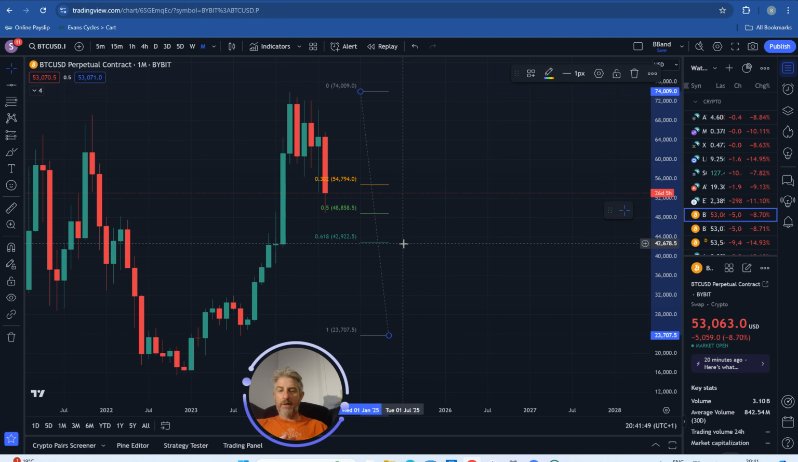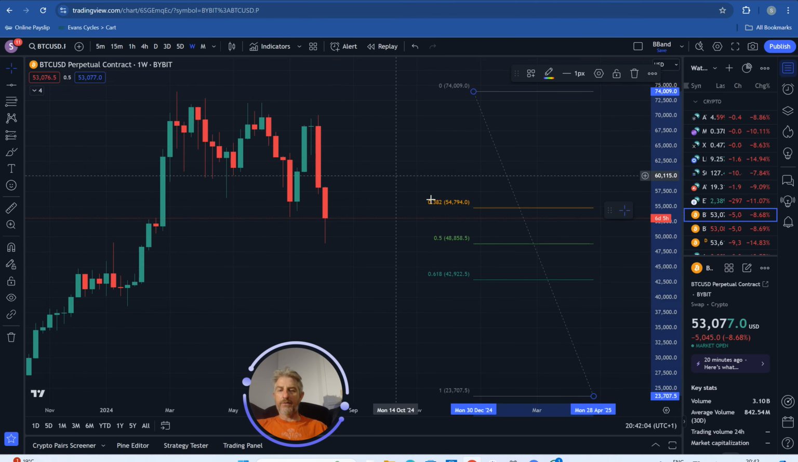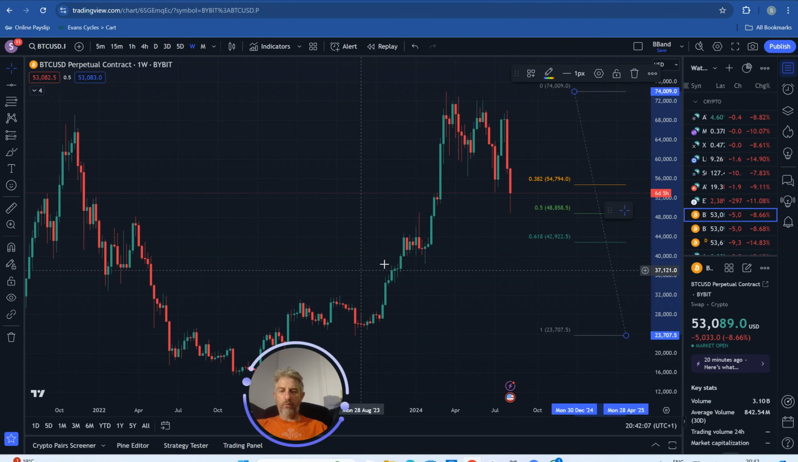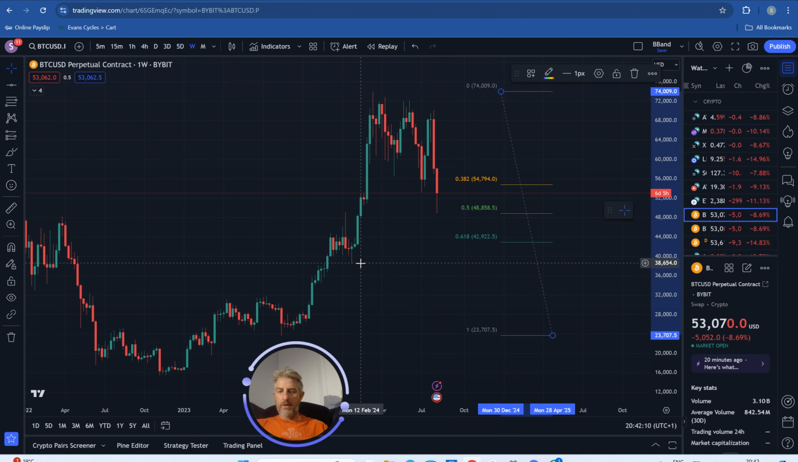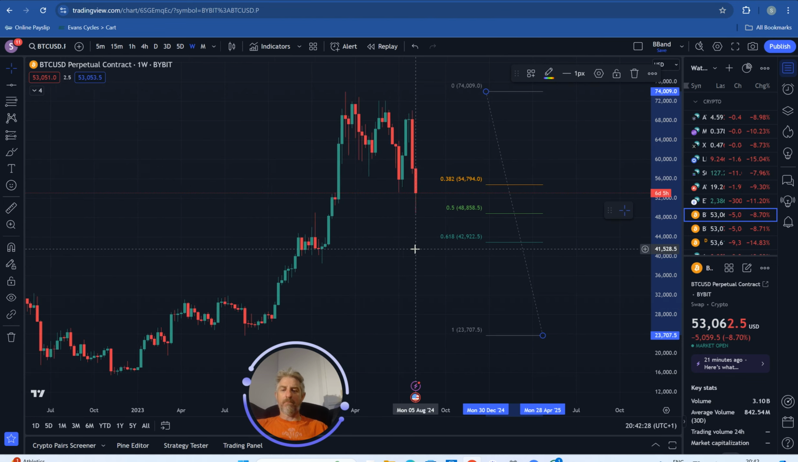Now the monthly 0.618 would be significantly lower, around 43,000. But that still would be within the realms of what I described as my, if you like, line in the sand for end of bull run, which was a full retracement of price getting back down towards somewhere between 37 and 38,000. And price is quite a way away from there, but significantly closer than it was about a week ago. And that, to me, just makes simple sense.